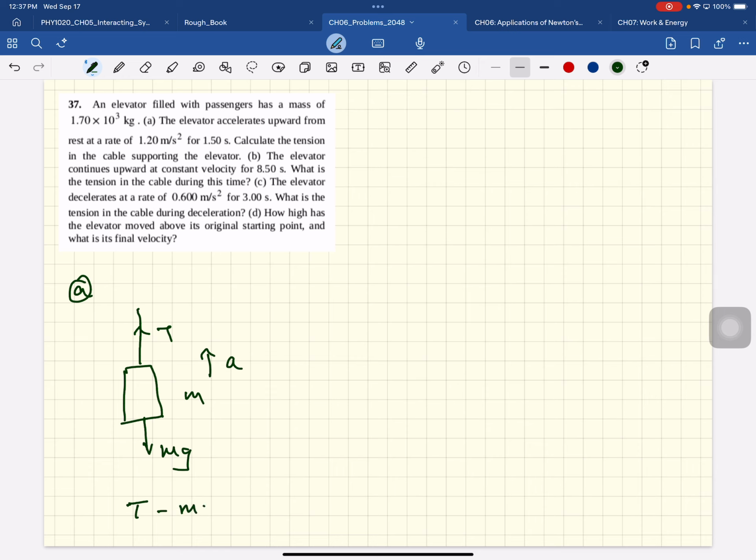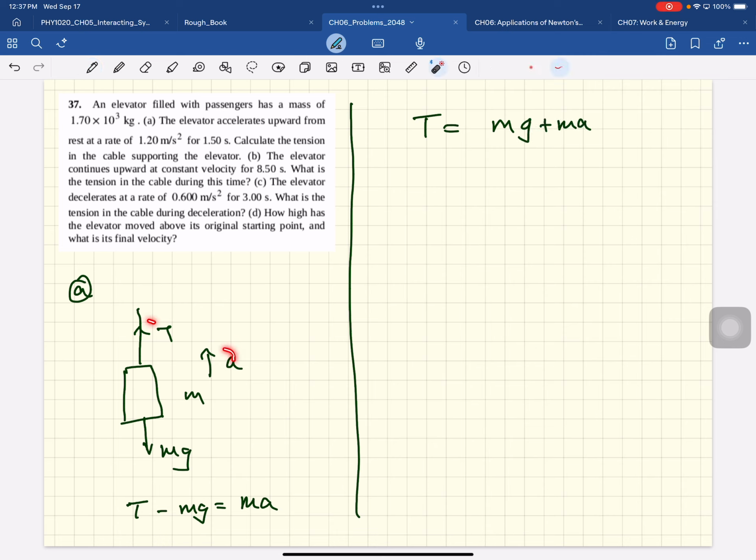Net force is equal to the mass times acceleration. So the tension is mg plus ma. Okay, so you see when the elevator accelerates upwards, the tension in the cable is greater than the weight. Okay, so if the cable breaks, that's when it would break, when the elevator is accelerating upward.